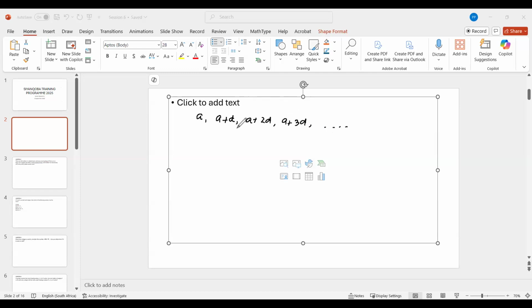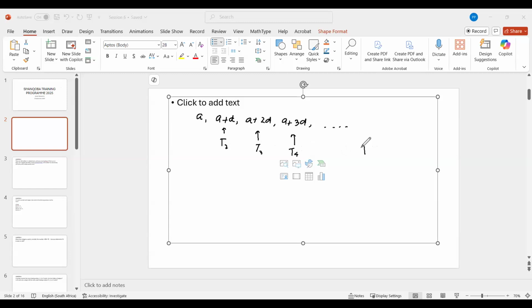Now, you can see here that this is the second term. This is T2. This is the third term. This is the fourth term. Now there's a pattern here. You can see all of them have got A and D in it, but the number in front, 3 here, is for the fourth term. 2 is for the third term. And 1 is for the second term.